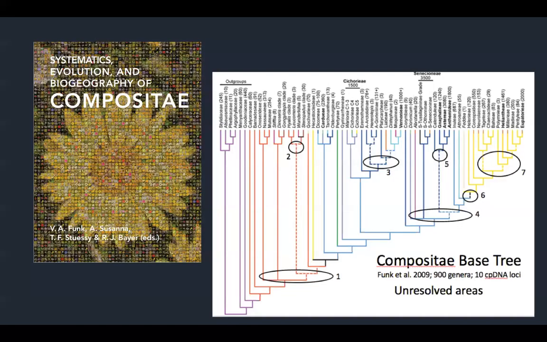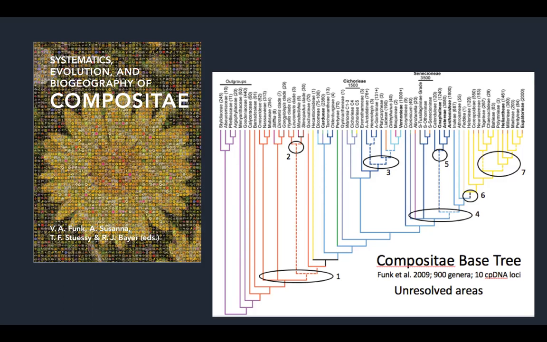All right, so where did we get started? So I met Vicky in 2011, and it was shortly after this, or shortly before this, that she had published the book along with many colleagues, The Systematics, Evolution, and Biogeography of Compositae. And in that, they generated a Compositae base tree using a meta-tree approach with 900 genera. It is shortened here to show just the tribes.